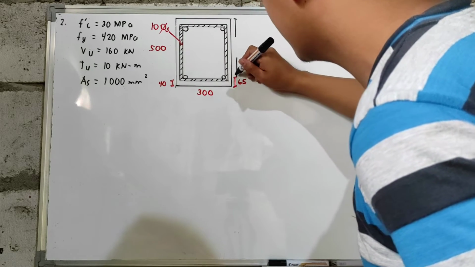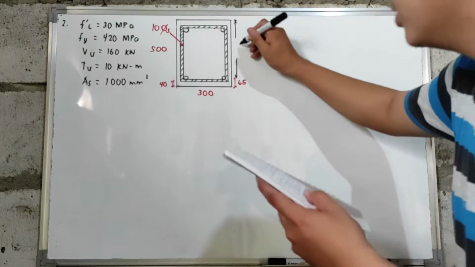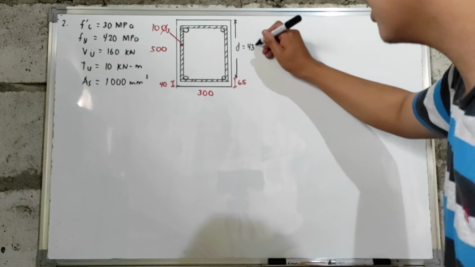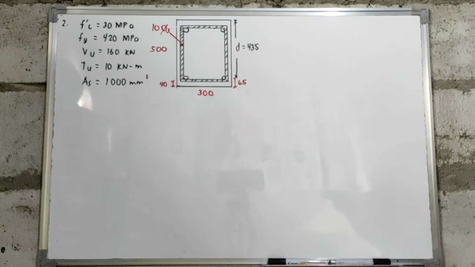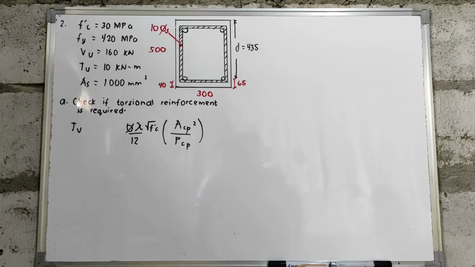Sir, paano po natin isosolve yan? So, that is 500 minus 65. So, you will have an effective depth of 435 mm. And after we calculate for the value of your effective depth, siyempre, we're going to check muna if torsional reinforcement is required. So, sir, paano po natin i-check kung kailangan po ba yung torsional reinforcement or hindi?